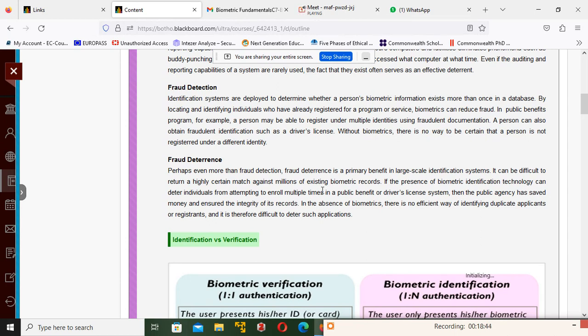Also in fraudulent documentation, like cards, some people can produce multiple cards for fraudulent activities, but if you are using a biometric system, that cannot be done. The system will show that you have multiple identifications in that particular system.